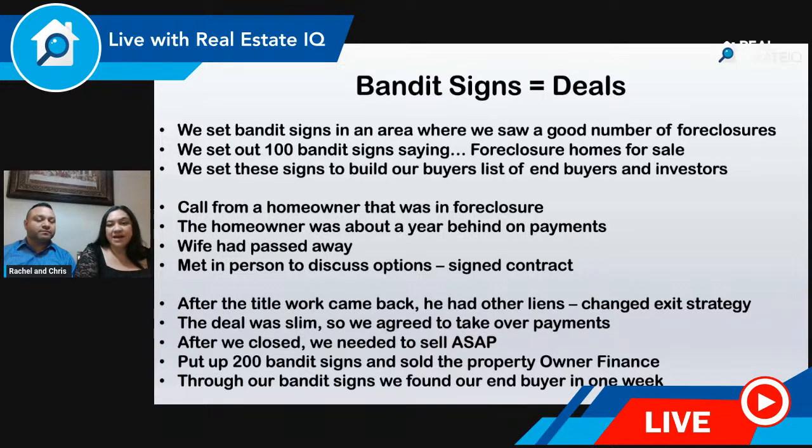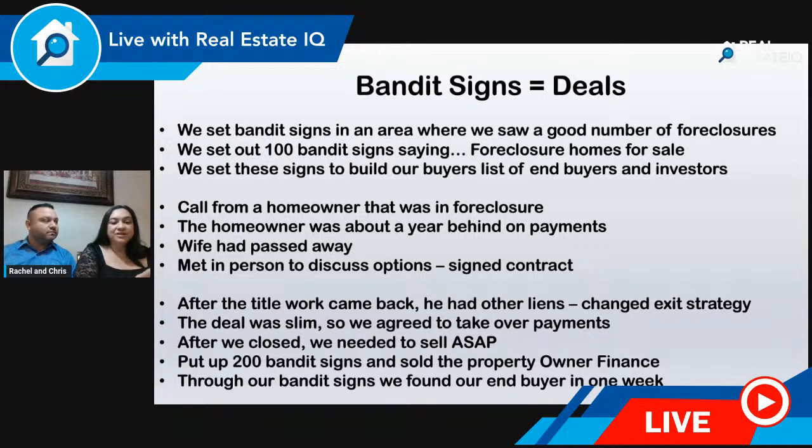We didn't put "we buy houses." We didn't do any of that. For this one, we put foreclosure homes for sale. So that's kind of what I said earlier. People get whatever message they want to get from this. So instead of thinking, oh, I want to buy a house, he thought, hey, they obviously are able to get houses from foreclosure.